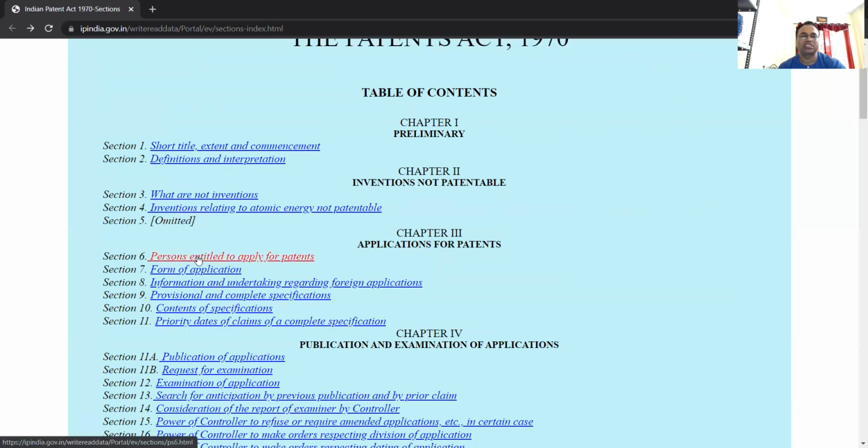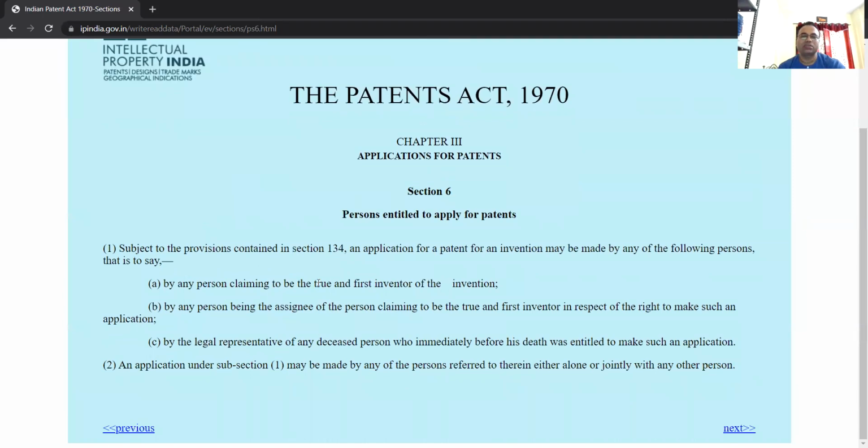Section 5 is omitted. Section 6 is very simple. Section 6 says persons entitled to apply for patent. Okay. So who are the persons who are entitled to apply for patent? This is very simple. So subject to provision contained under section 34 that we have recorded videos and you can see, an application for a patent for invention may be made by any of the following person. Any person claiming to be true and first inventor of the invention. So anyone who is true and first inventor, he can file patent, or any person being assignee of the person claiming to be true and first inventor.